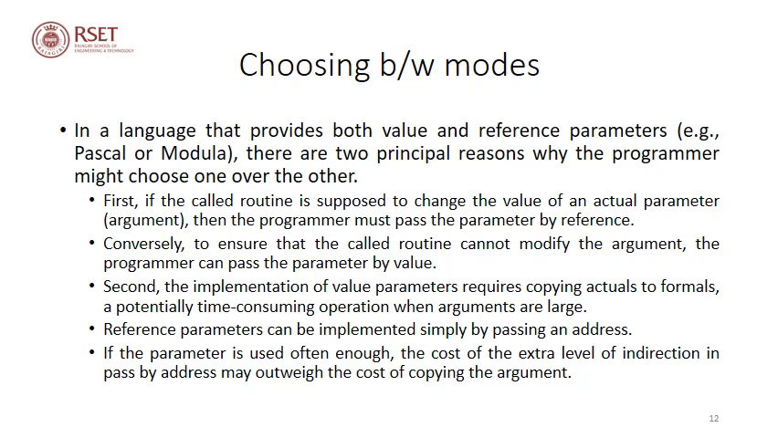Reference parameters can be implemented simply by passing an address, but this obviously requires an extra level of indirection. If the parameter is used often enough, the cost of the extra level of indirection in pass by address may outweigh the cost of copying the argument.